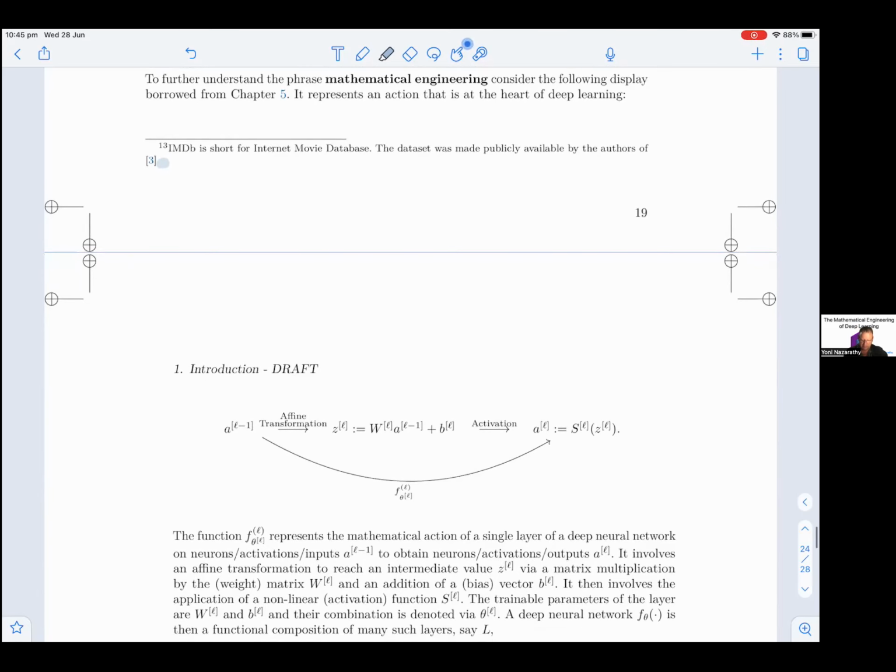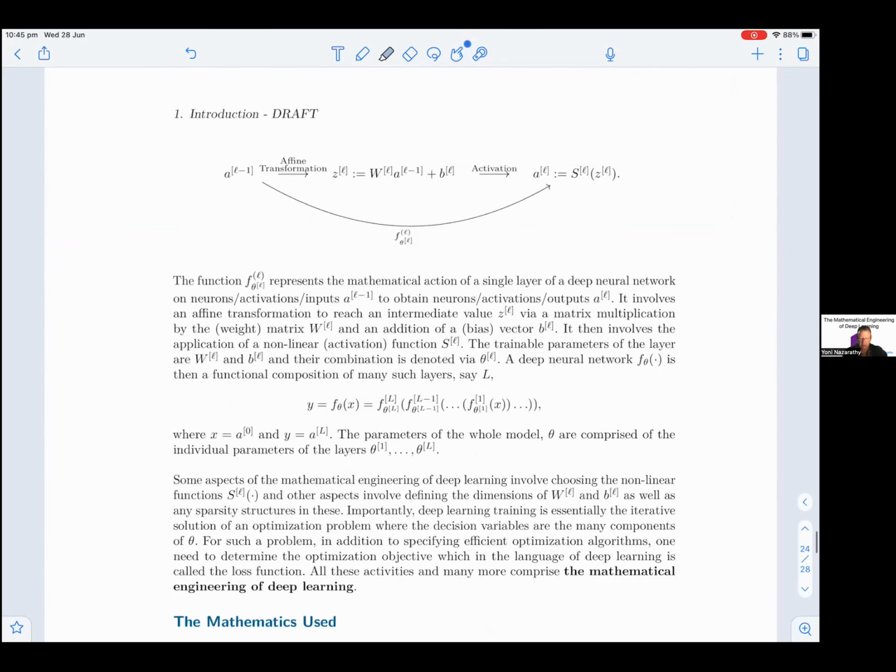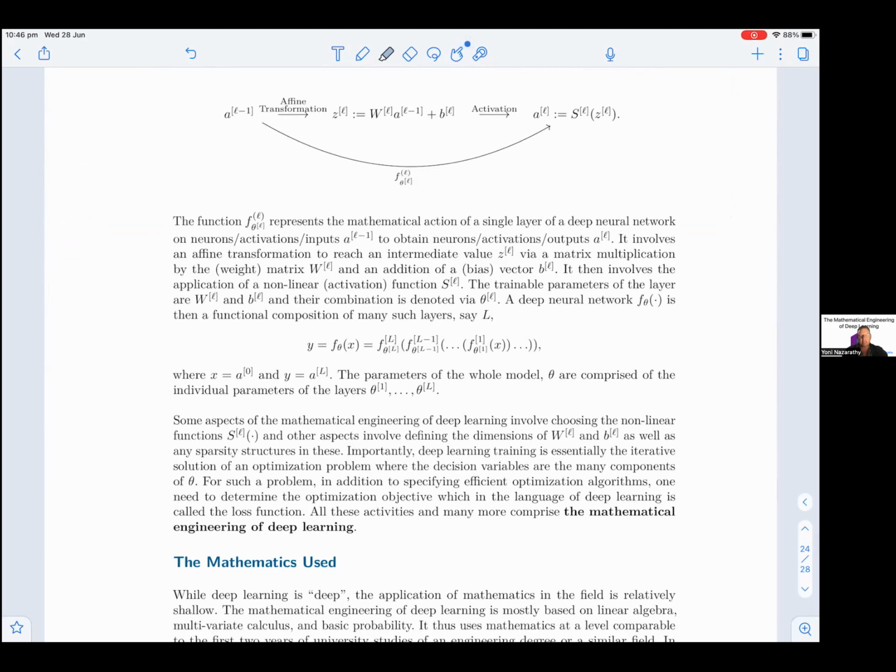So here's a display. In this display, we see A superscript L minus 1 undergoing an affine transformation to reach Z superscript L, and then it goes through an activation, and then we get A superscript L. And all this together is called F superscript L, parameterized by theta superscript L, where we use square brackets for denoting the previous layer L and the current layer L, and round brackets above the L here.